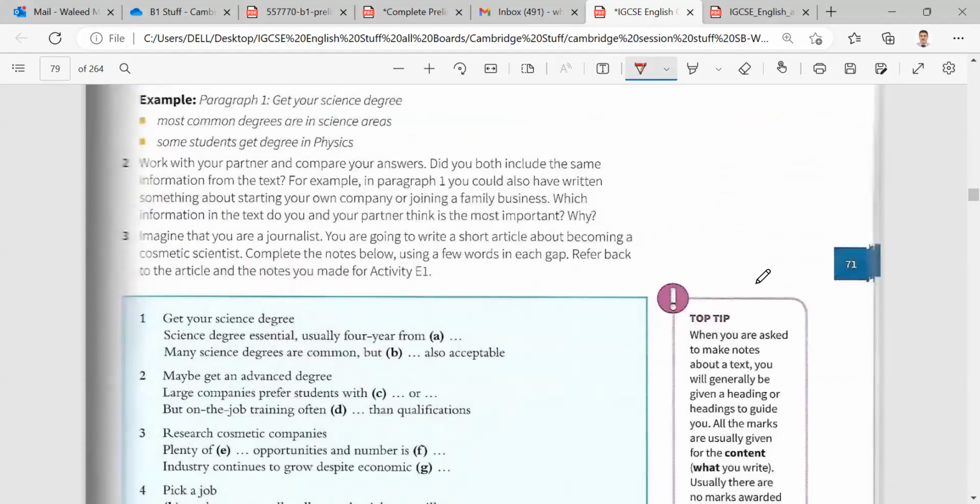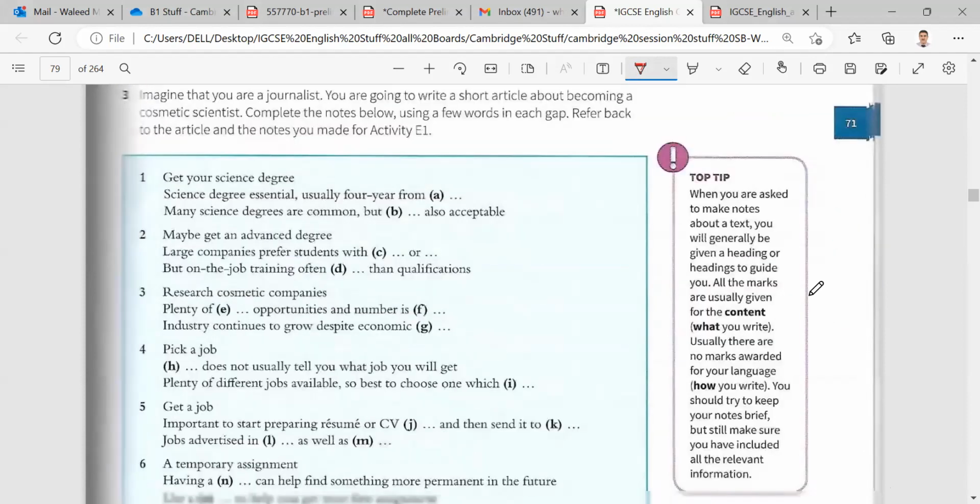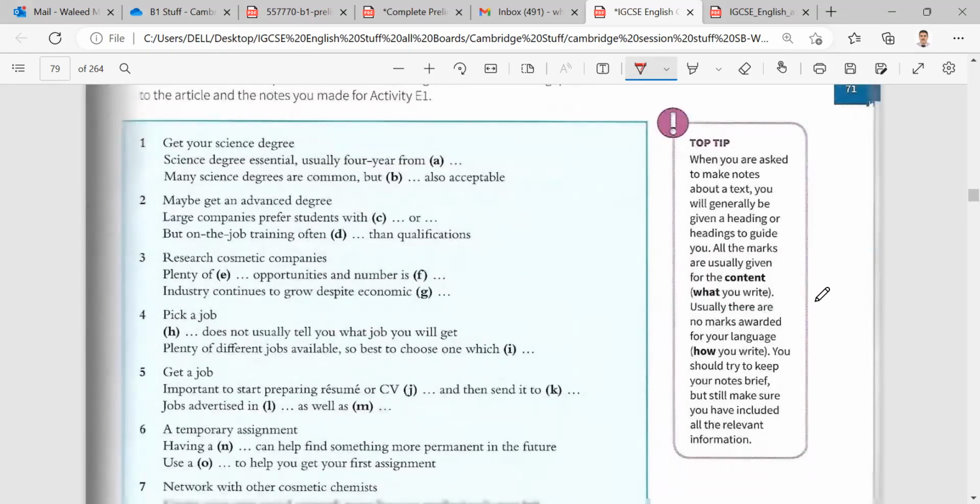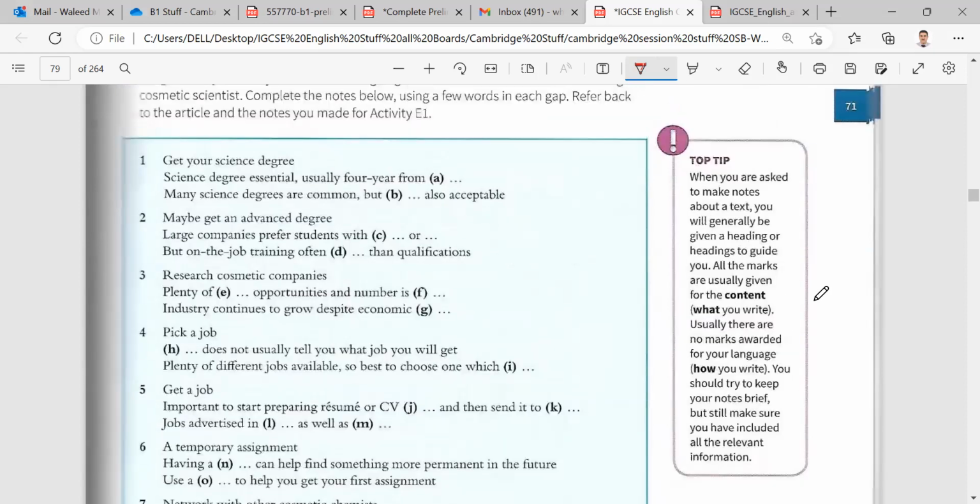The first one, read this. Could you read the top tip? I give you half a minute to read it. Please read it with your eyes quickly. Jury, can you read, please? Yes, please read loudly. Let's discuss together.